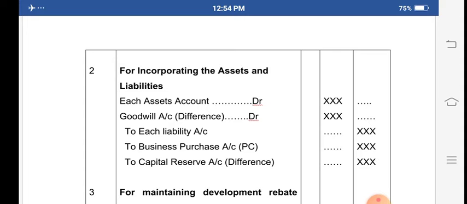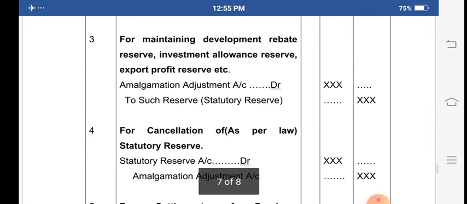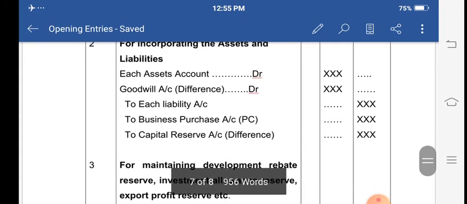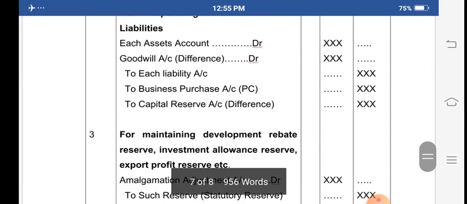If it is a loss, then it goes to goodwill; if it is a profit, then it goes to the reserve. Like this, you have to pass the entries incorporating the assets and liabilities. Now the third transaction is for maintaining development, sorry, so for the second, the goodwill account, this is also finished.